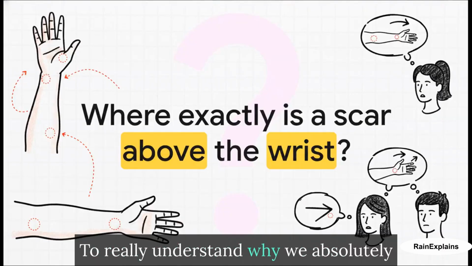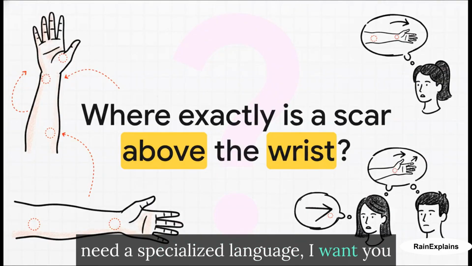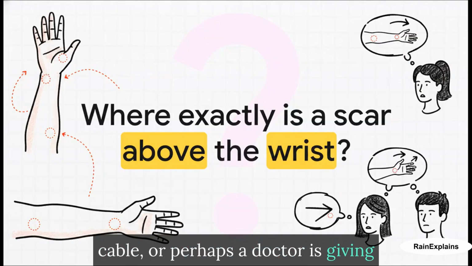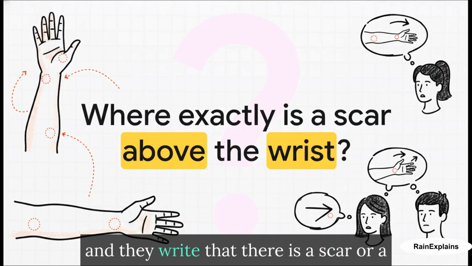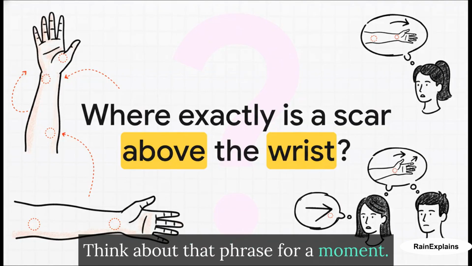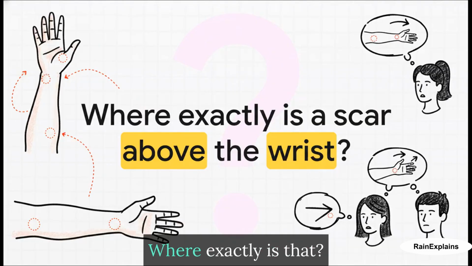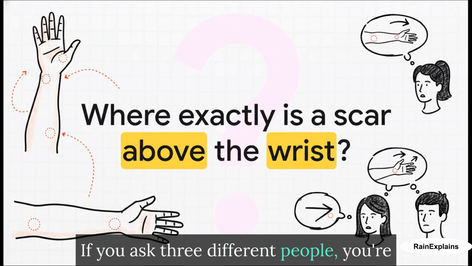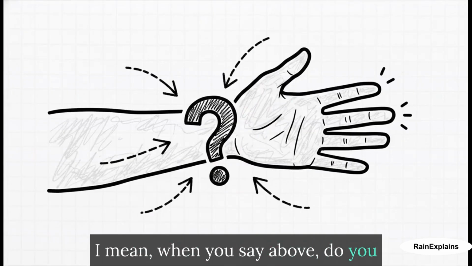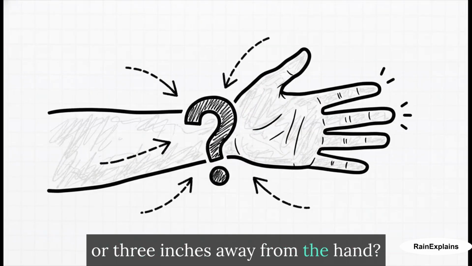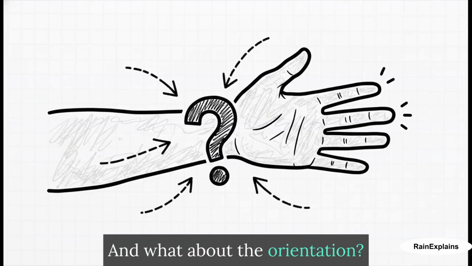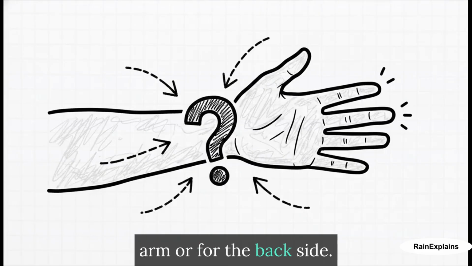To really understand why we absolutely need a specialized language, I want you to imagine a scenario. Let's say you're looking at a patient's medical file, or perhaps a doctor is giving directions for an upcoming operation, and they write that there is a scar or a lesion, quote, above the wrist. Think about that phrase for a moment. Above the wrist. Where exactly is that? If you ask 3 different people, you're probably going to get 3 completely different answers. When you say above, do you mean it's up on the forearm, maybe 2 or 3 inches away from the hand? Or do you mean it's located right at the base of the hand itself? And what about the orientation? Are we talking about the palm side of the arm or the back side?